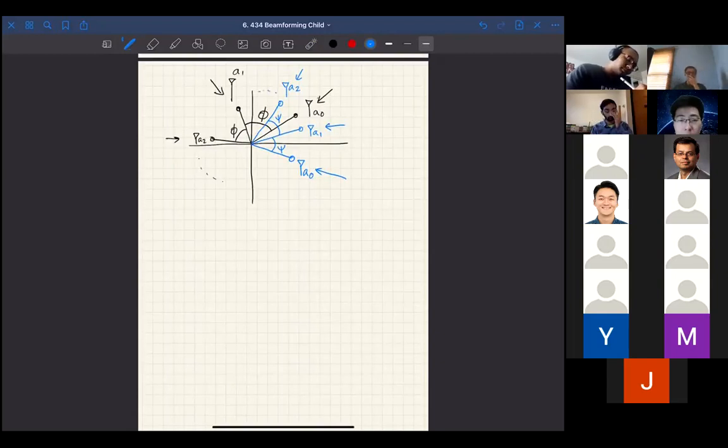And so forth. If you've understood this, you're in great shape. What your antenna 0 is really getting is this signal plus this signal, these two. What your antenna 1 is getting is this signal plus this signal. Your antenna 2 is getting this signal plus this signal.